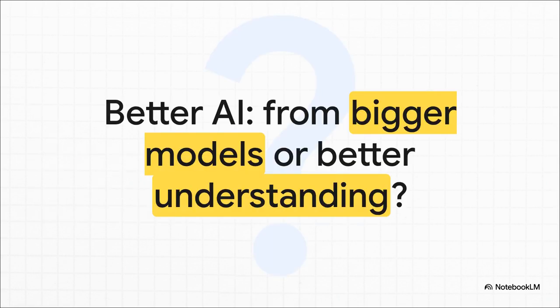And that kind of leaves us with this one big question to chew on. Everyone's in this race to build bigger and bigger AI models. But what if the real key to better AI isn't about more power, but about more understanding? What if it's about teaching our machines to see the world of information the same way we do?